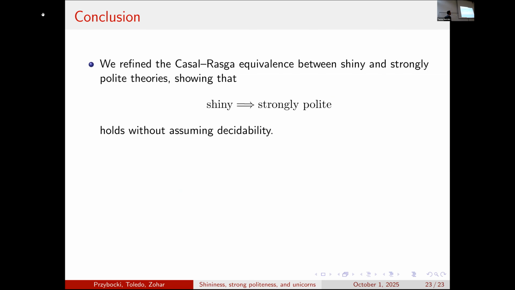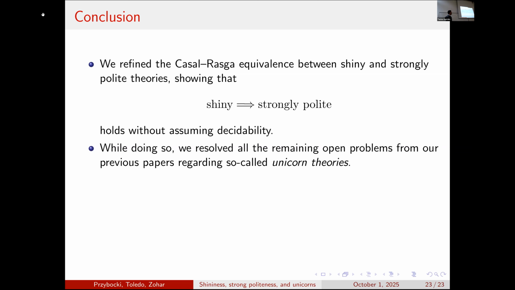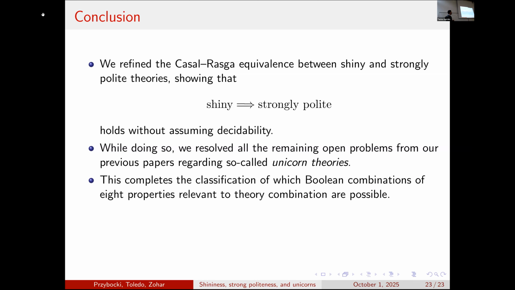Okay, so now I'll conclude by saying that we refined the Casal and Haska equivalence between shiny and strong polite theories by showing that one implication, namely from shininess to strong politeness, holds without assuming decidability, namely because shininess implies decidability, although the converse does not hold. In doing so, we resolved all the remaining open problems from our previous papers regarding so-called unicorn theories. And what that means is that we've completed the classification of the Boolean combinations of a list of 8 properties relevant to theory combination, showing whether each subset is feasible.